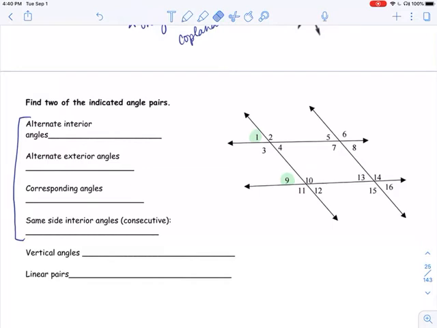And then for same side interior, I've got angle 3. And if I follow my transversal, then angle 9 would be a same side interior angle to that one. And it actually wouldn't have another one. So if we take a look at, let's say, angle 4, if we follow our transversal to the right, then angle 7 would be its same side interior angle pair. Or if I follow the transversal down, 4 and 10 would also be same side interior angles.